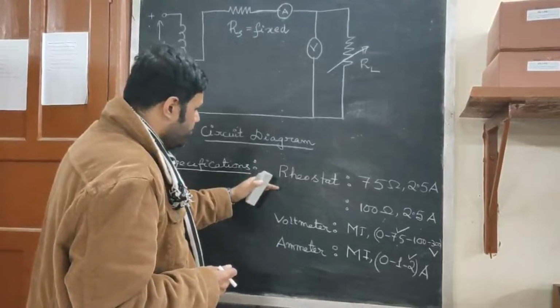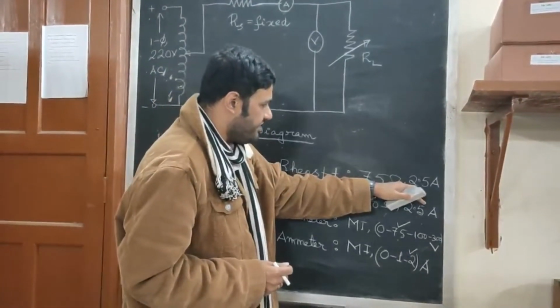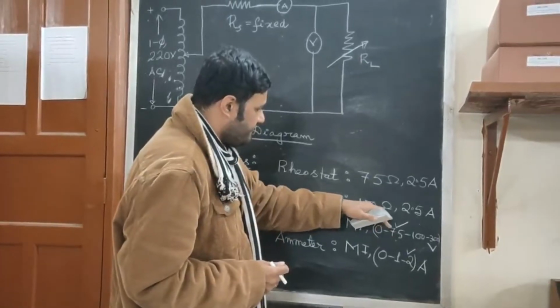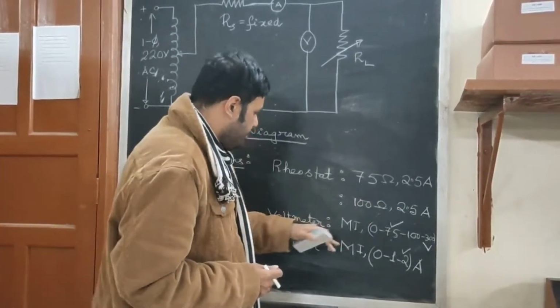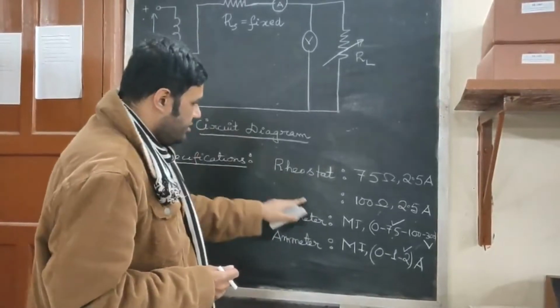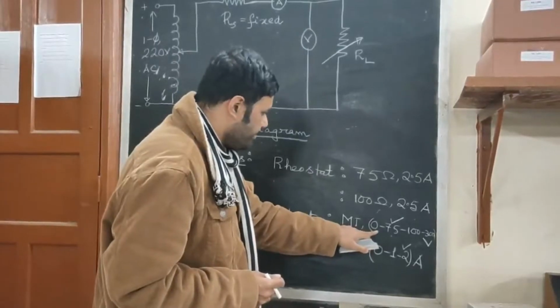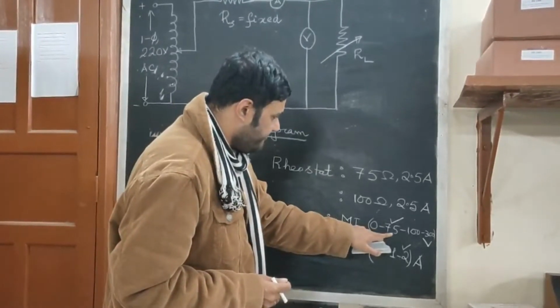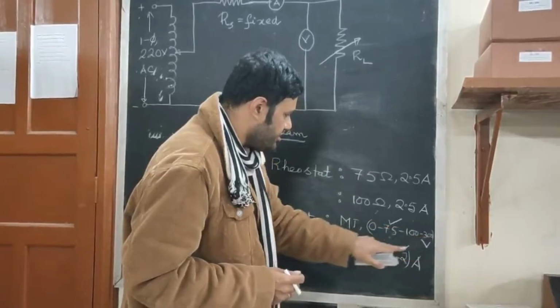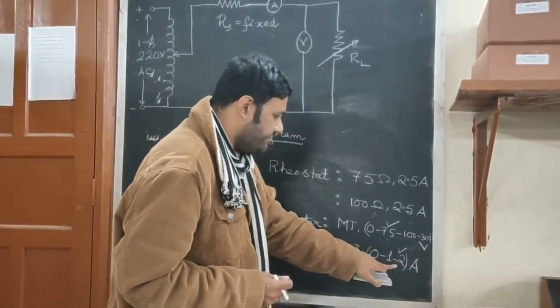So the equipment we are using comprises a rheostat which is rated for 75 ohms and 2.5 amperes, another rheostat of 100 ohms and 2.5 amperes, and we have a voltmeter and an ammeter. Since this is an AC circuit, we are using moving iron type instruments. The ranges available on the voltmeter are 0 to 75 volts, 100 volts and 300 volts. Similarly, the ranges available for this ammeter are 1 and 2 amperes.